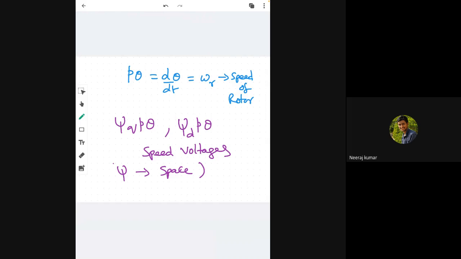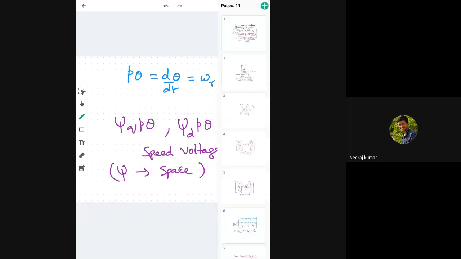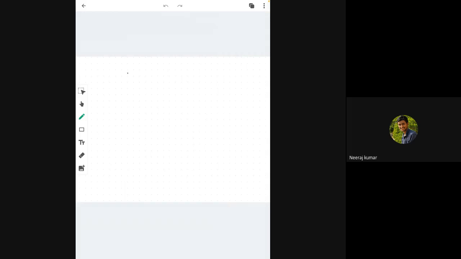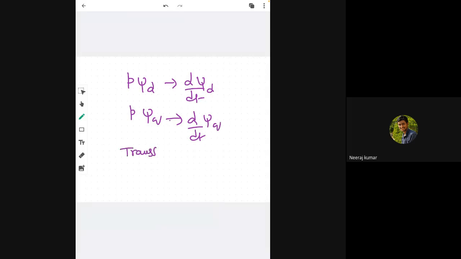Have you followed this? And P psi D and P psi Q, that is d by dt psi d and d by dt psi q, are transformer voltages. What is the voltage in a transformer? N d phi by dt, due to flux linkages in the sinusoidal flux. So that is flux change in time. That is the major difference between transformer voltage and speed voltage.